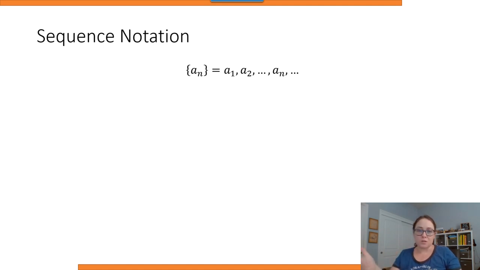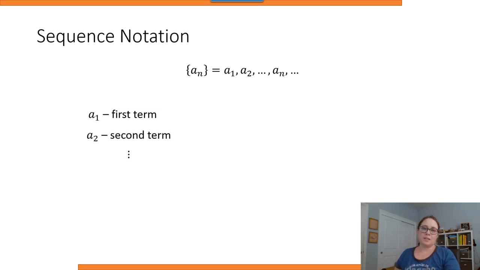I might actually list out the terms. A generic one would be a sub 1, comma, a sub 2, comma, and then if it's a long one or we're skipping some terms, not writing them all out, we'll have the dot, dot, dot, which is an ellipsis. And a sub n would be the nth term, and so on. So the first term of the sequence is a sub 1, or just a1. The second term of the sequence is a2, and so on. The nth term is an.